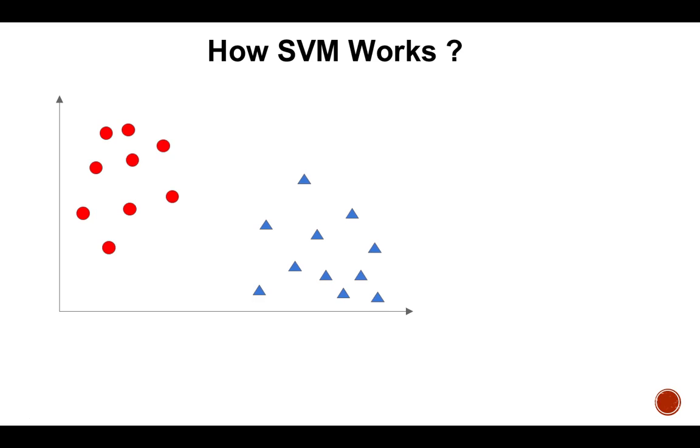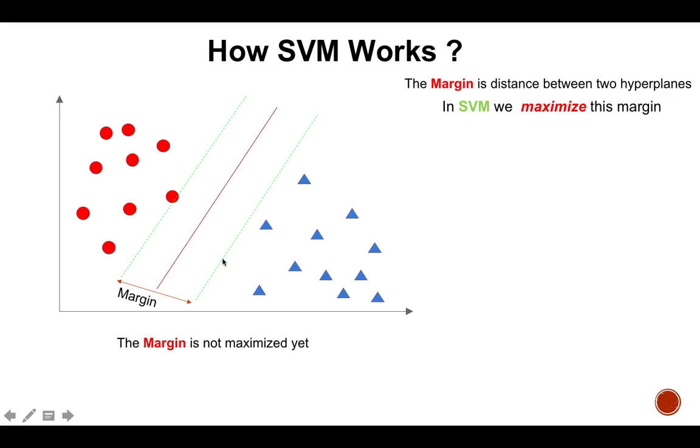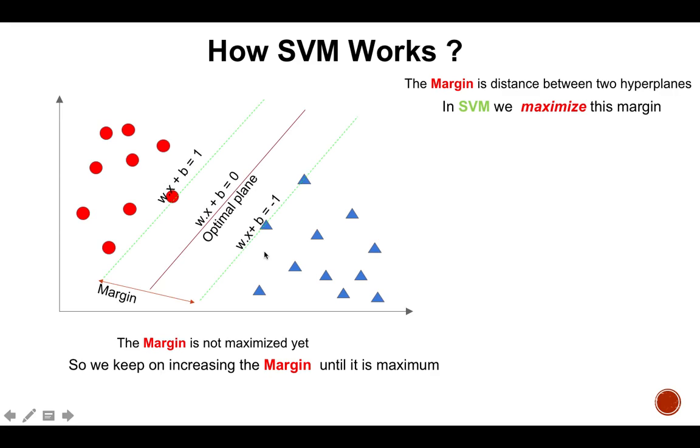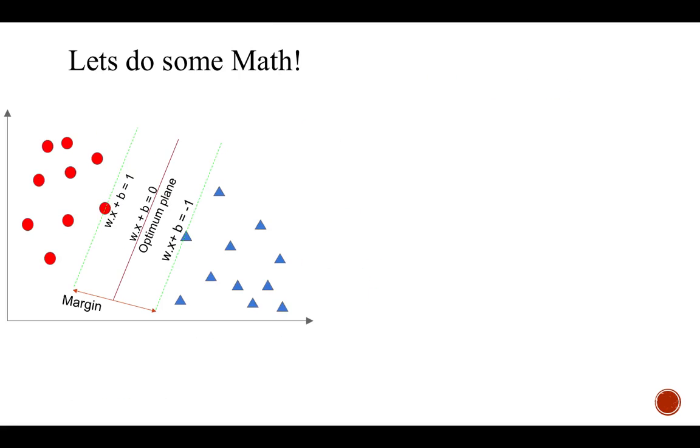How does SVM work? The circle and triangle are the two classes we're trying to classify. Here we have a margin. The margin is the distance between two hyperplanes. In SVM, we want to maximize this margin. It's not maximized yet. Now the margin is somewhat bigger. We keep increasing the margin until it's at its maximum. When the margin is at a maximum, we have the optimum plane that separates these two classes.